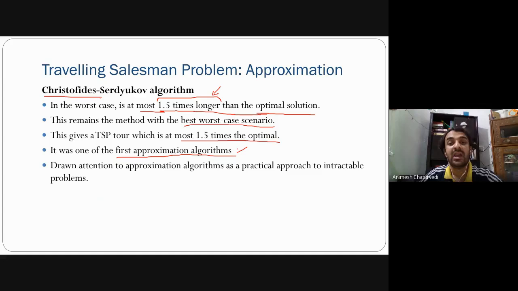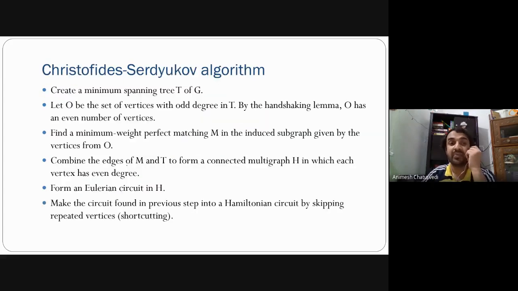And after that, computer scientists started believing that instead of going for finding the solution for the NP-hard or NP-complete problem, why not create an approximate solution? Just an approximate solution could be good enough. Then these computer scientists drew attention towards approximate solutions as the practical solution for intractable problems. Then what is the Christofides algorithm?